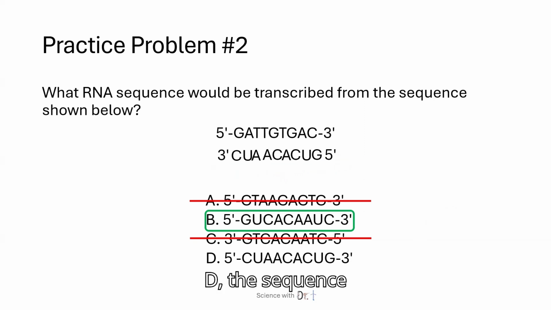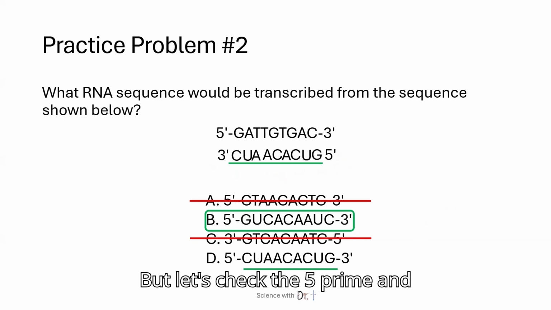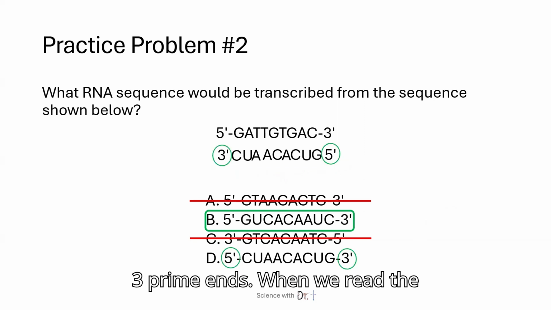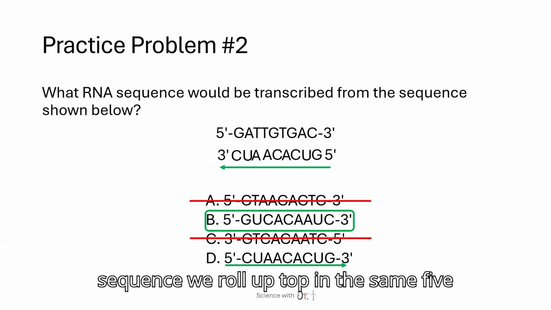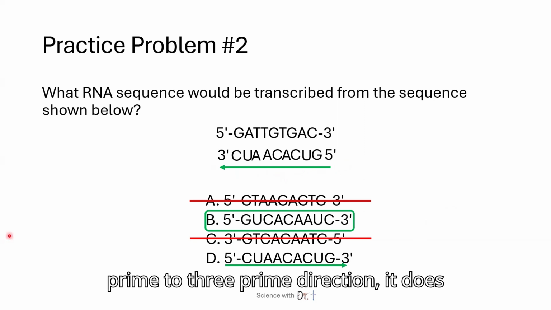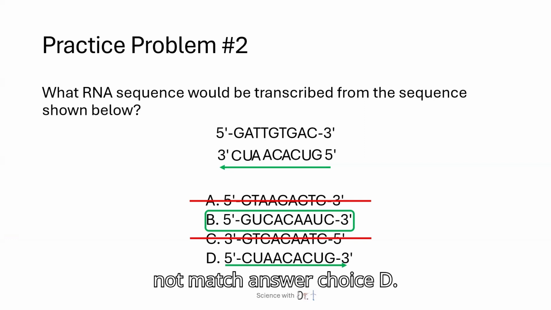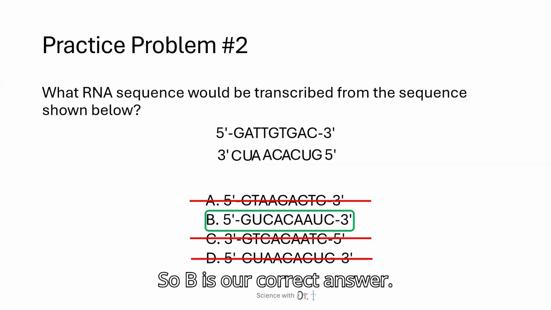With answer choice D, the sequence matches at first look, but let's check the 5' and 3' ends. When we read the sequence we wrote up top in the same 5' to 3' direction, it does not match answer choice D. So B is our correct answer.